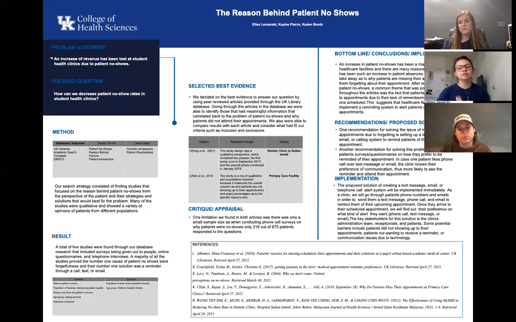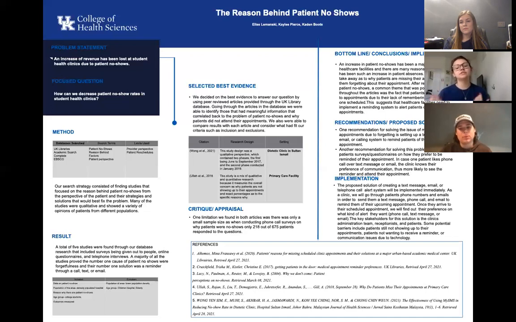As a clinic, we will go through patients' phone numbers and emails in order to send them a text message, phone call, and email to remind them of their upcoming appointment. Once they arrive at their scheduled appointment, if they come, we will find out their preference on what kind of alert they want. Some people may prefer phone calls or text messages or emails. So it's definitely up to the patient's preference.